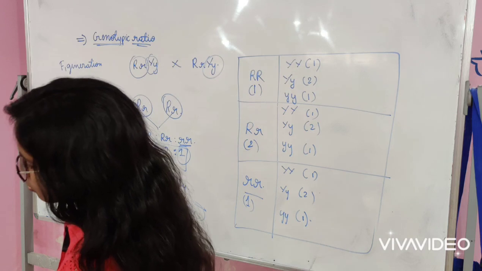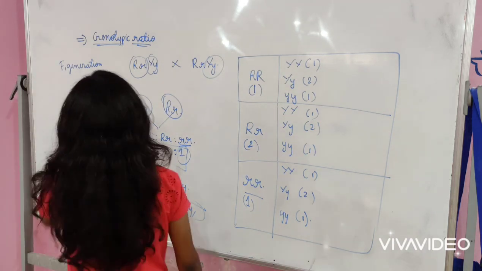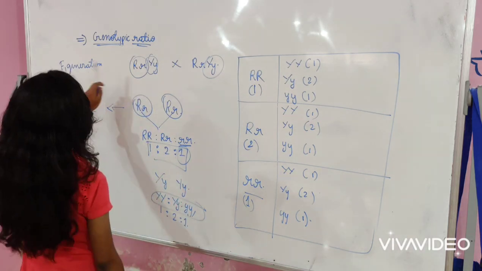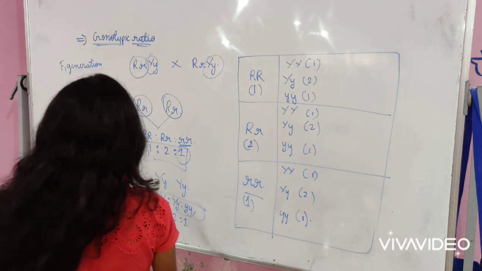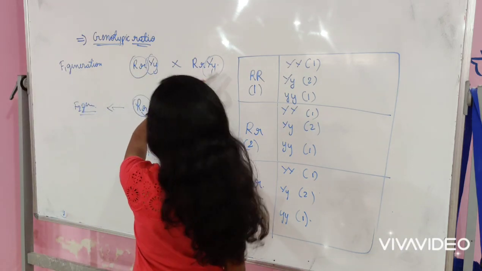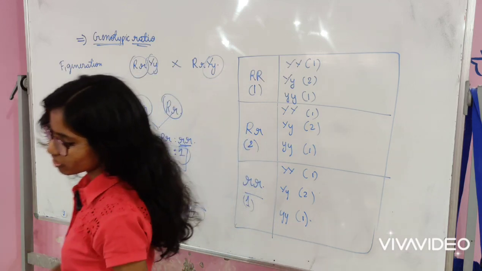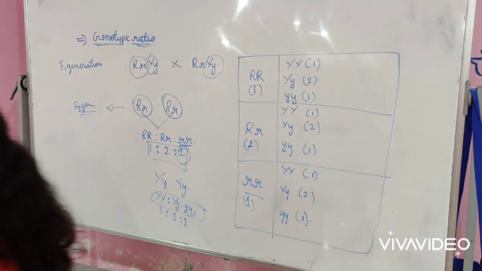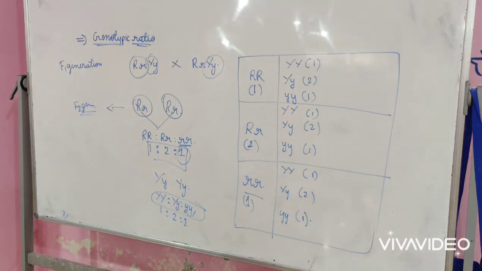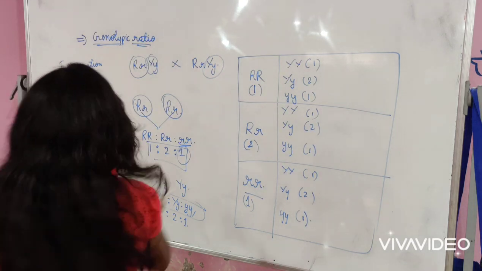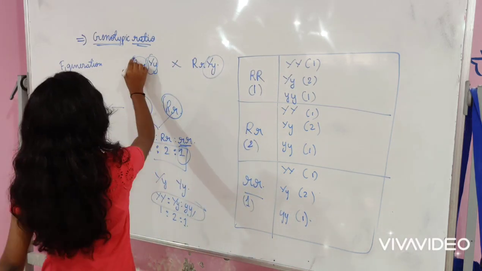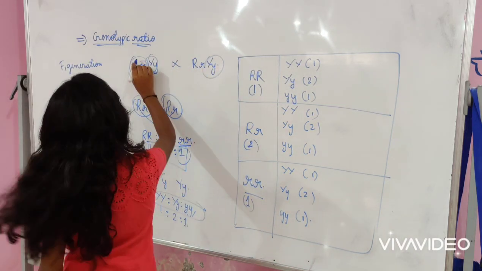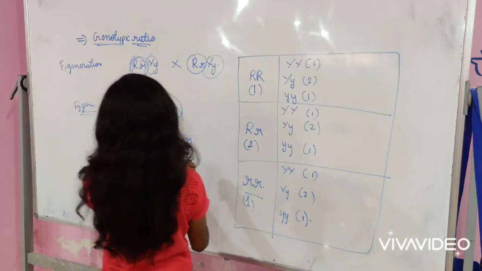Okay, so just a quick recap. We're finding the genotypic ratio here. For that, my F1 generation in the dihybrid cross was RrYy and RrYy, check whichever. Right? So this is the F1 generation. From this I find the genotypic ratio here. So the F1 generation is this and this. So I'm taking this one and this one for now.